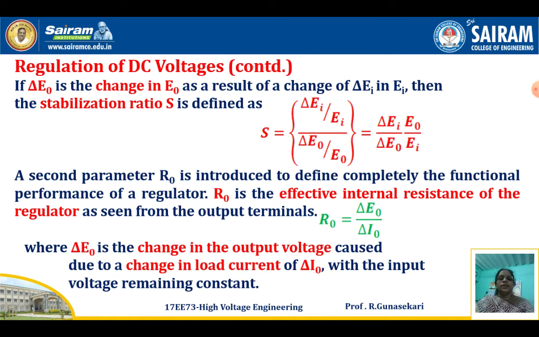The second parameter is R0. R0 is the effective internal resistance of the regulator, which is shown in the figure also. Normally resistance is V by I, so R0 is equal to del E0 divided by del I0, where del E0 is the change in output voltage caused by the change in load current del I0 with the input voltage remaining constant. R0 is introduced to define completely the functional performance of a regulator.